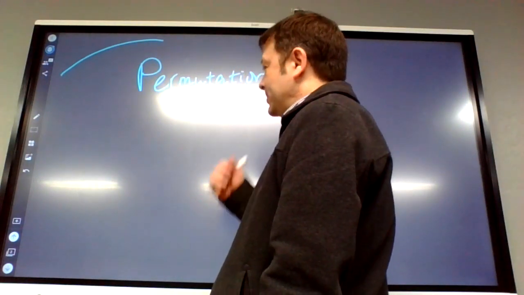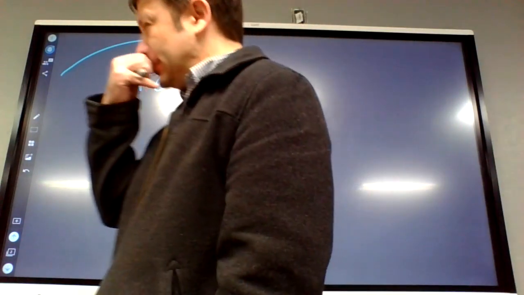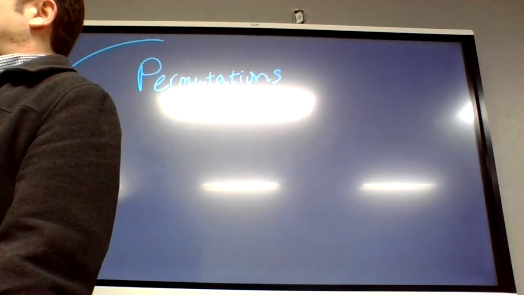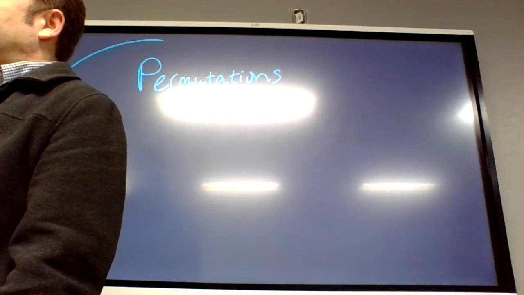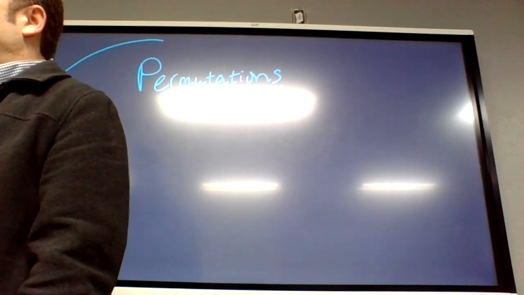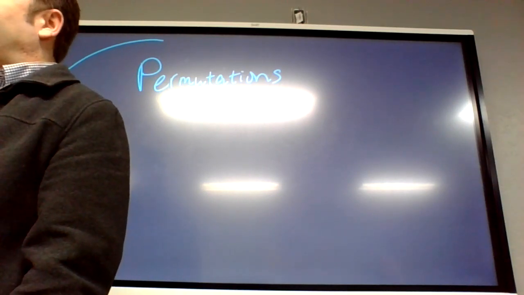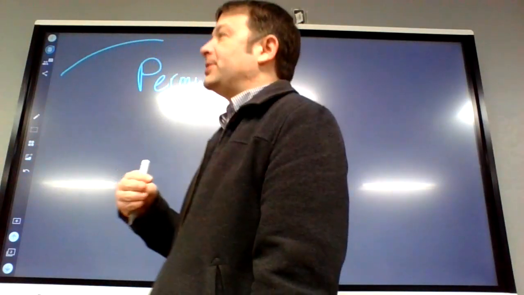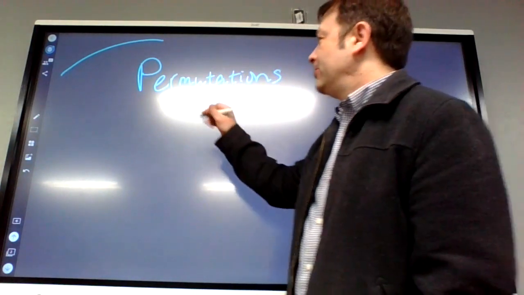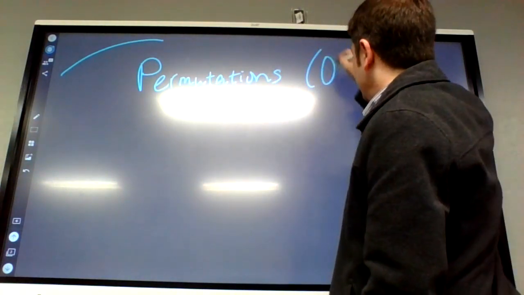So a permutation is for, out of all the kids in the class, how many different ways could we elect a president and a vice president? Now, does it matter who's the president and who's the vice president? Does the order matter there? Yes. Because there's a difference between president and vice president. So when the order matters, it's a permutation.